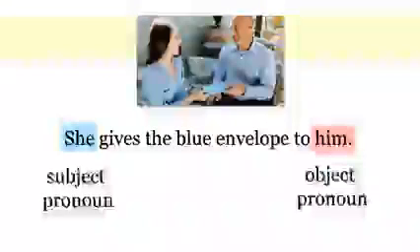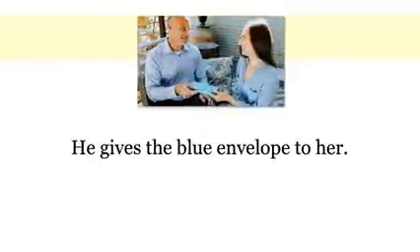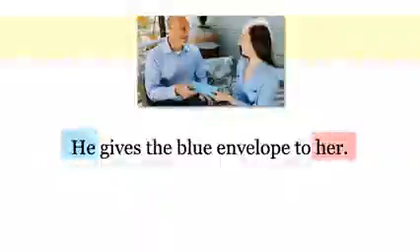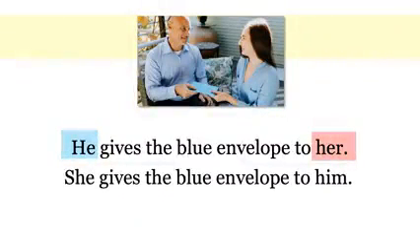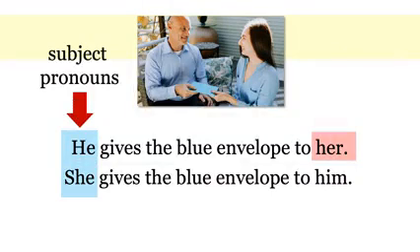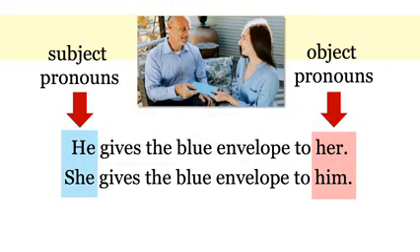Let's switch it. He gives the blue envelope to her. Now, he is the subject pronoun. I don't use him. And her is the object pronoun. I can't use she because she isn't doing the action. She's receiving the envelope. If we look at both sentences side by side, you can see these are the subject pronouns and these are the object pronouns.